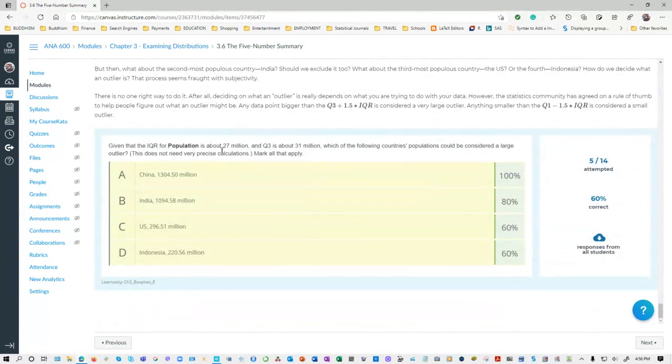Given that the IQR of population is about 27 million, and Q3 is about 31 million, which of the following countries' population could be considered large outliers? China, India, US, Indonesia. Q3 is 31 million. Given that the interquartile range should be 27, and Q3 is about 31.